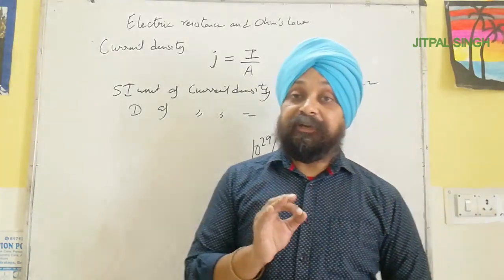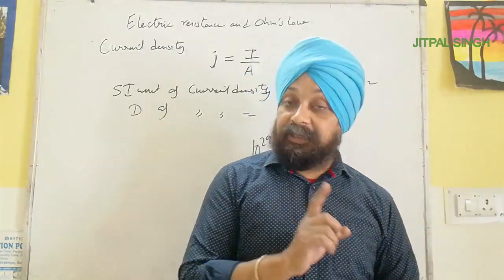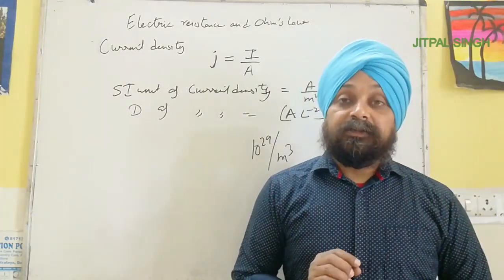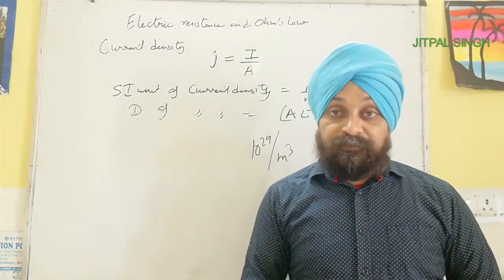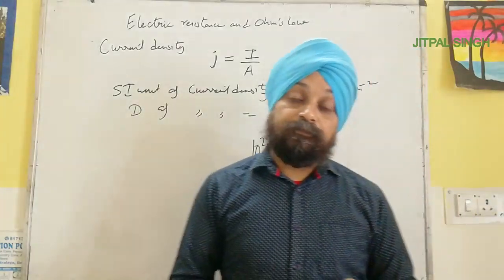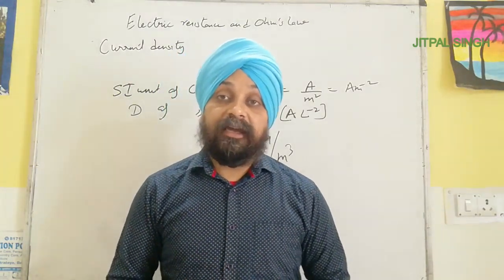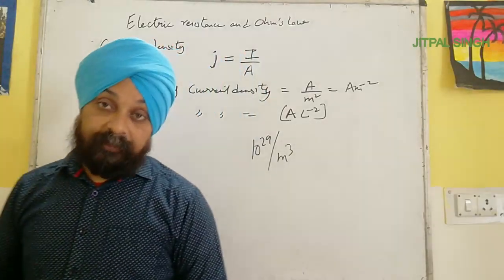So, in metals, the current is only due to the motion of free electrons. On the other hand, in electrolytes or in liquids, the current is due to the flow of ions, which are both positive as well as negative. Try to remember these important points. I will continue in my next video.